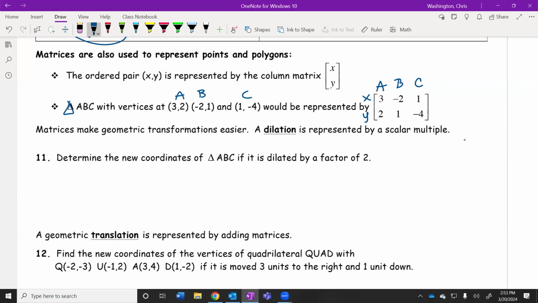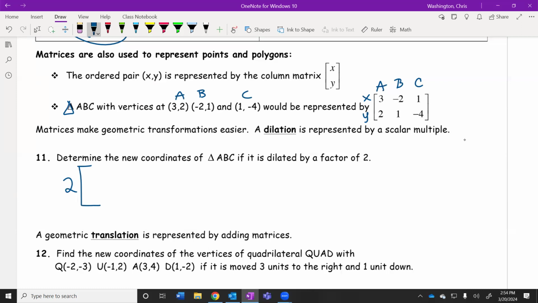It's going to be really nice that you labeled your matrix. And now what do we want to do? We want to take this matrix and dilate it by a factor of 2. We want to make this triangle twice as big. You guys remember doing that in geometry? Maybe you got really confused. I'm not sure. But how can we make this triangle twice as big?